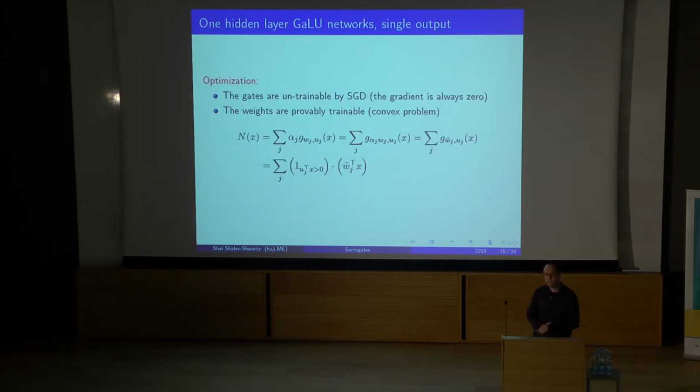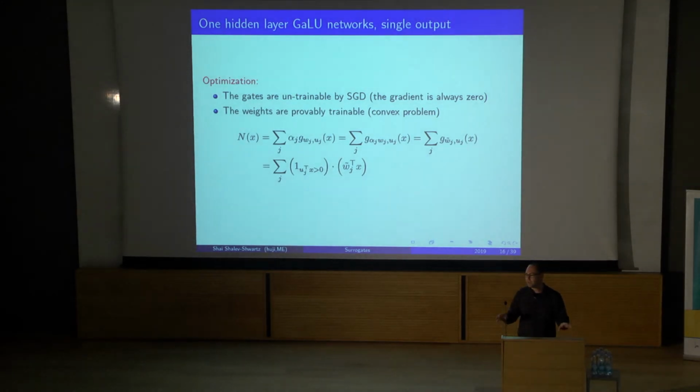Now let's think about what we can tell about this problem. The first issue is optimization. Can we train GaLU networks? We need to tune two parameters: the gates parameters, the u vectors, and the weights of the linear function, the w vectors. The gates are untrainable with SGD because the gate function is just a step function. The gradient is always 0. And this is a good thing, because we're going to keep them at the initialization, and this will make our life very simple in terms of analysis. So in GaLU networks, we just initialize the gates and then forget about them. We only train the linear part.